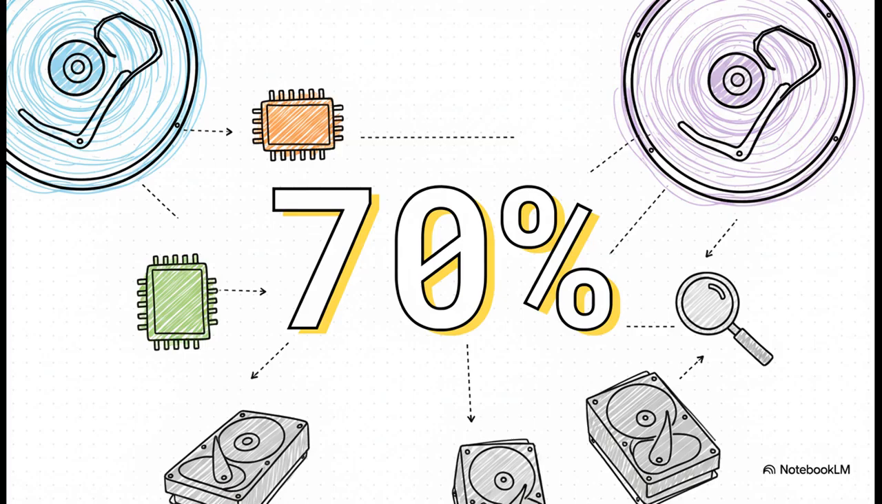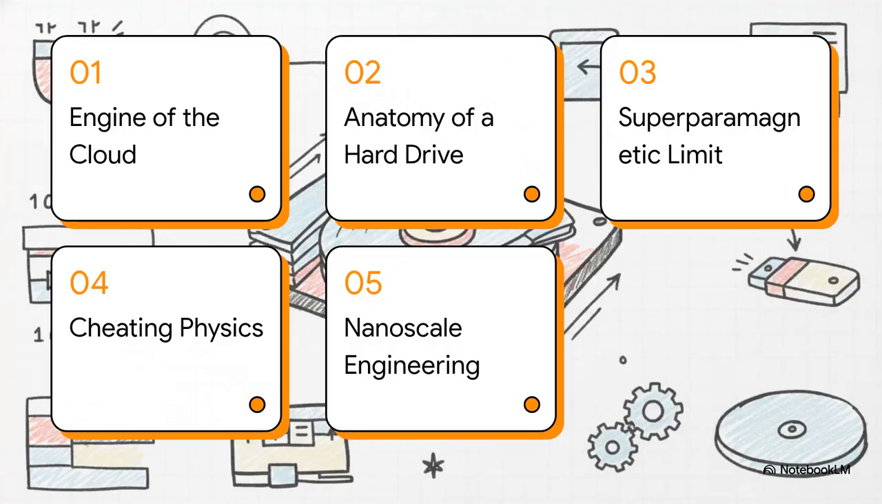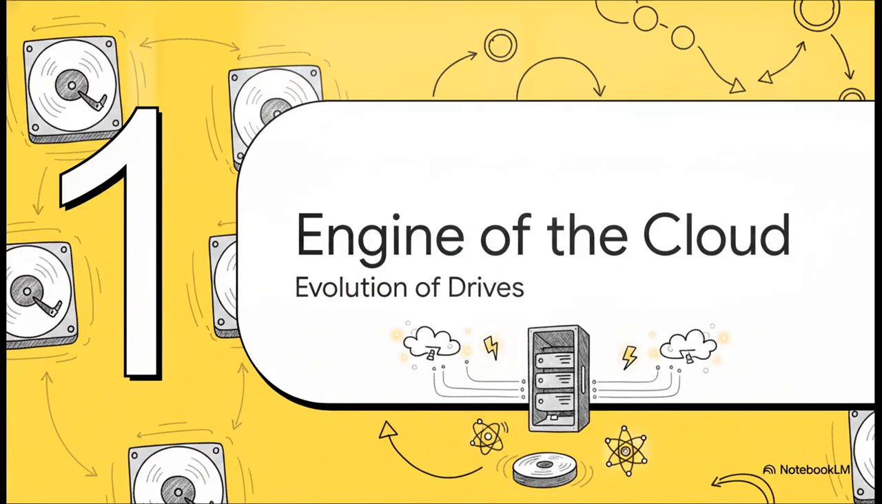They're just vastly cheaper. So today, we're going to zoom all the way in to see exactly how these remarkable machines actually work. Here is our flight plan for today. First, the engine of the cloud. 2. Anatomy of a hard drive. 3. The superparamagnetic limit. 4. Cheating physics with heat. And 5. Engineering at the nanoscale.